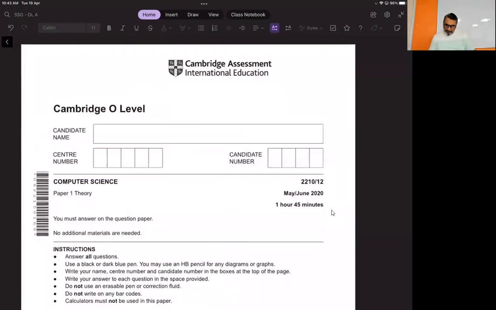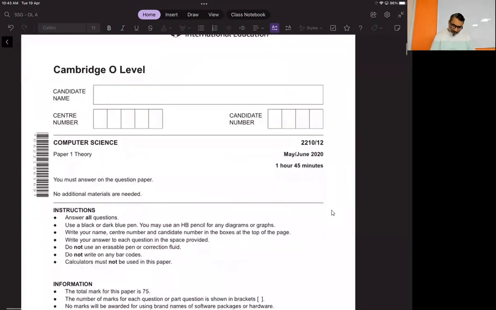Computer Science, May June 2020, O levels, paper 1-2. So let us start.